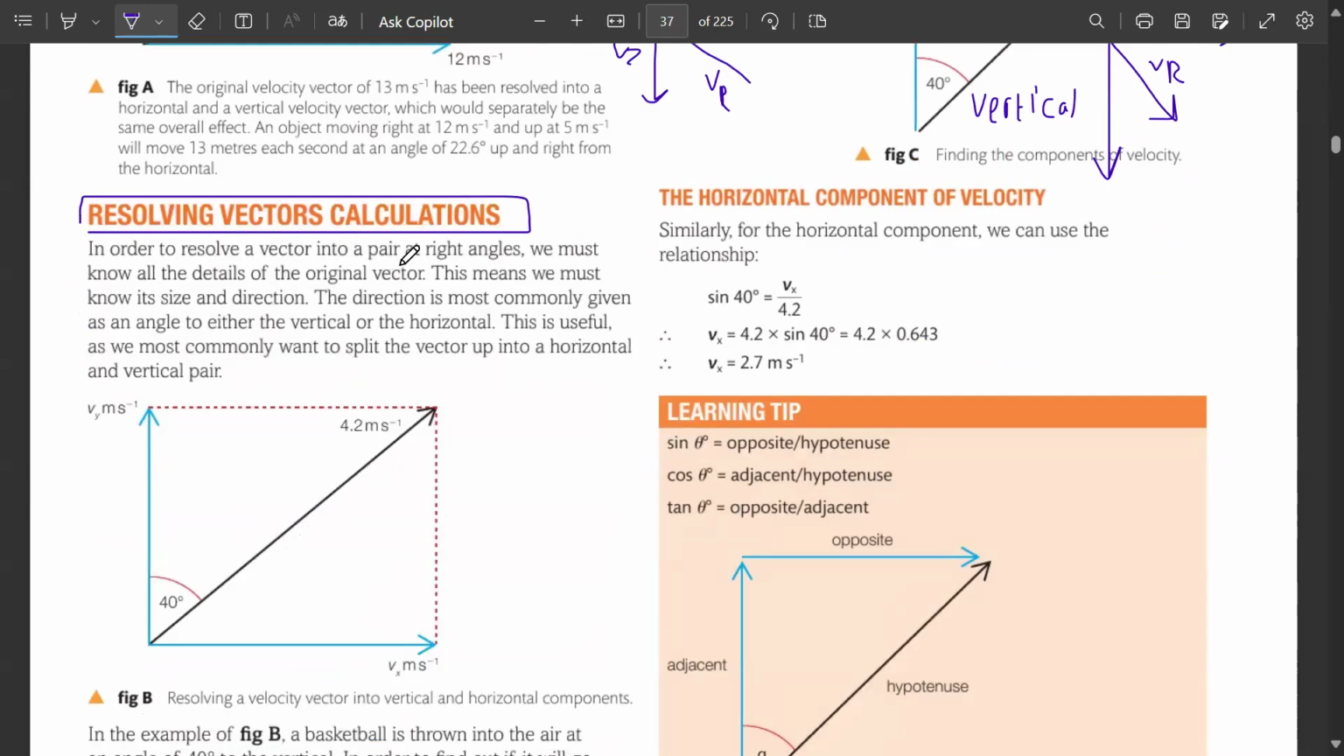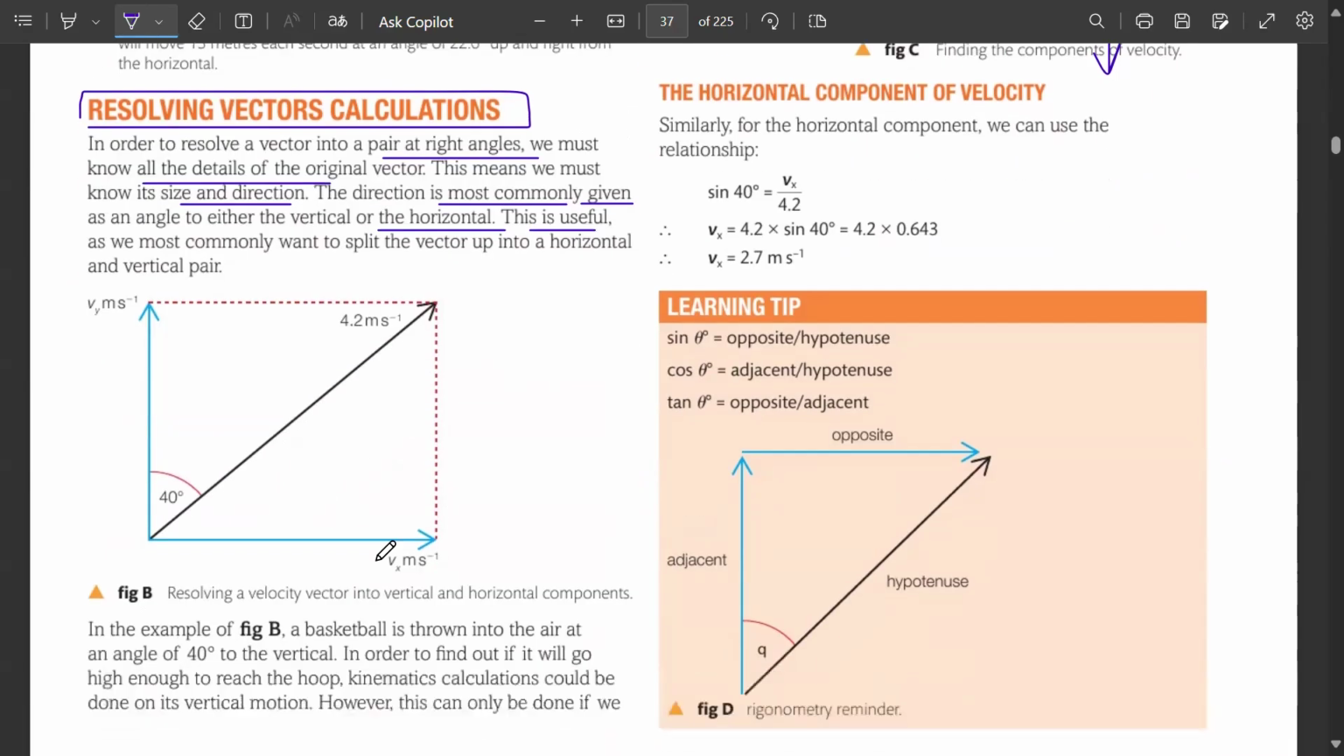In order to resolve a vector into a pair at right angles, we must know all the details of the original vector. This means we must know its size and its direction, most commonly given as an angle to either the vertical or the horizontal, and this is useful. Now, if you look at this, we have a 4.2 meter per second vector given at an angle of 40.